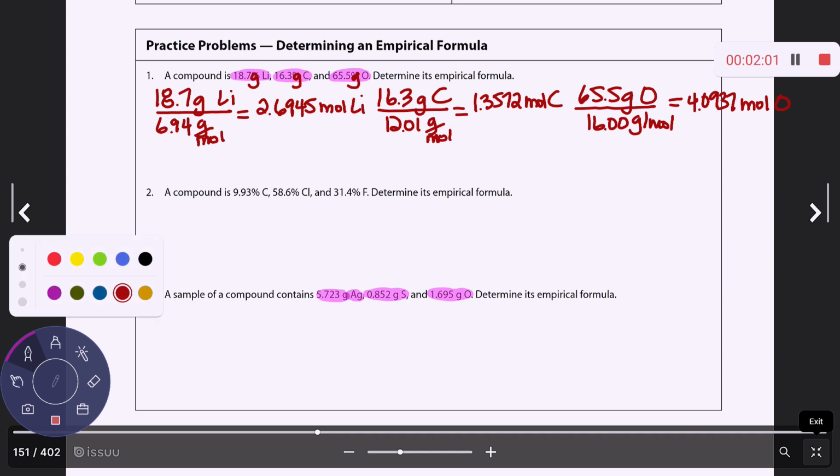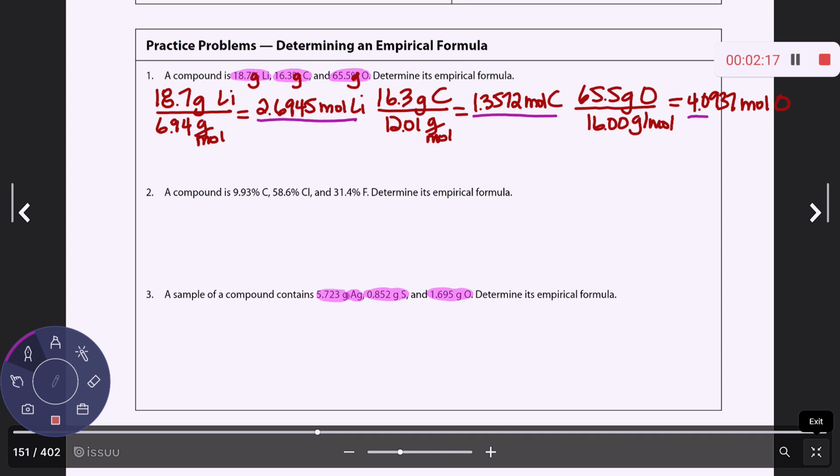Okay, now, at this point, we're going to step 3. Step 3 says divide by the smallest mole. Well, isn't the smallest mole this mole of carbon, 1.35? So divide everything by 1.3572. Okay, this is going to give you 1.91, and then you're going to get 3.0.